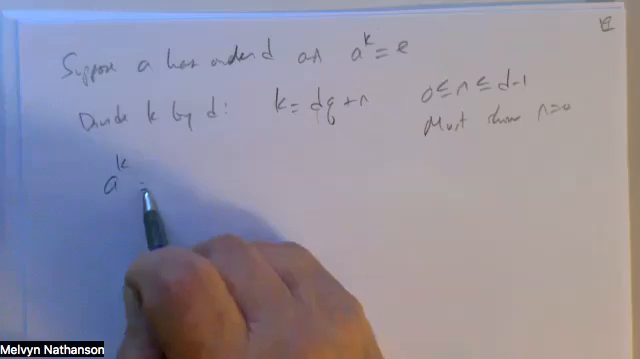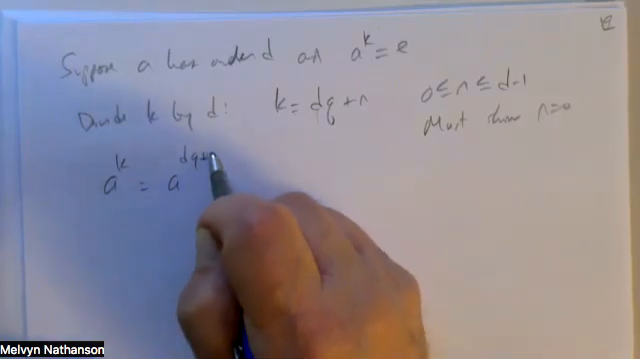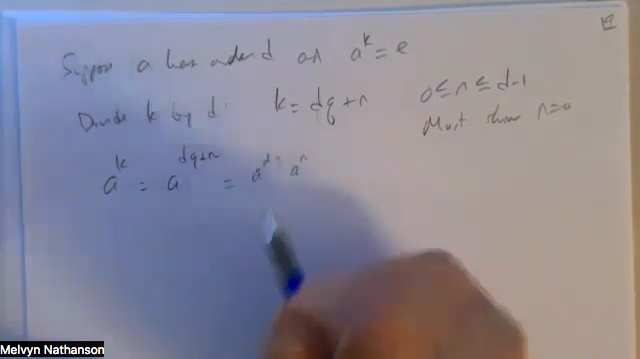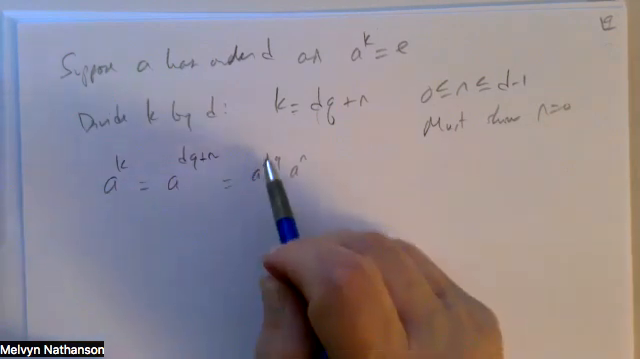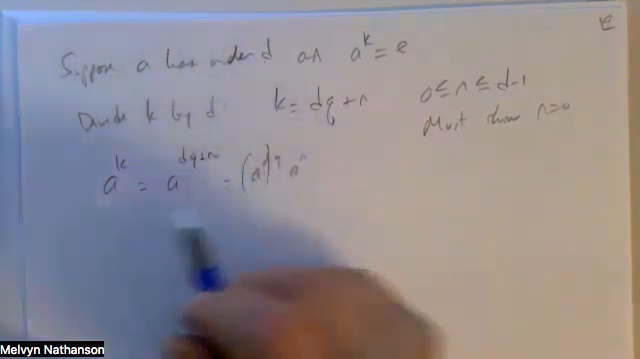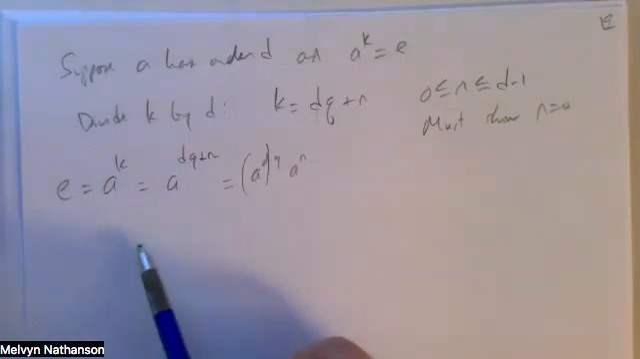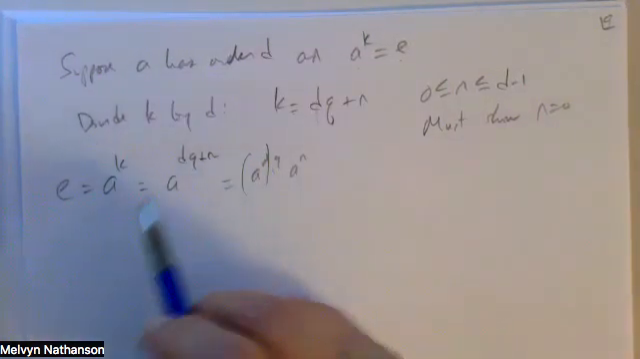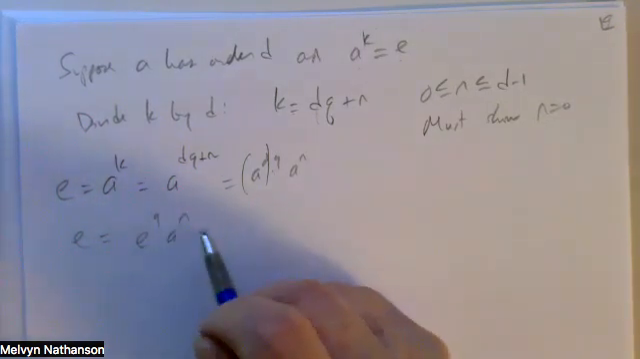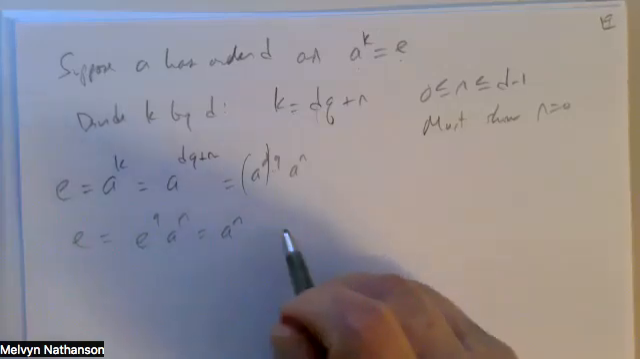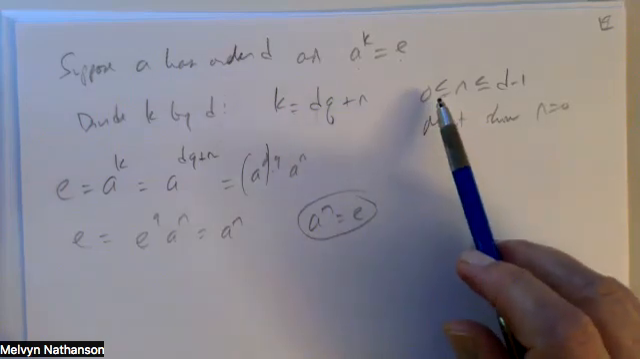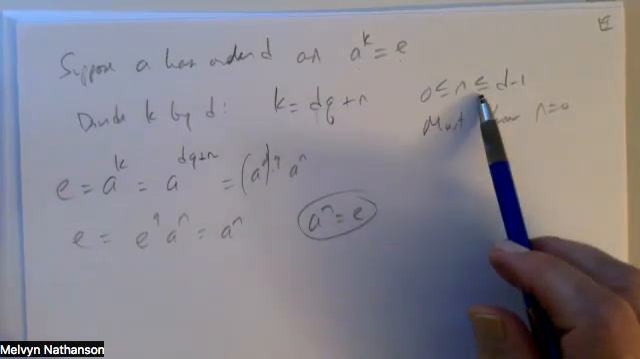But then, what is a to the k? This is a to the dq plus r. This is a to the dq times a to the r. a to the dq is a to the d, to the q. But a is order d, so a to the d is the identity. a to the k is also the identity. So that's e to the q times a to the r, and multiplying the identity by itself is just the identity. We get a to the r equals e. And r is between 0 and d minus 1, so r is strictly smaller than d.